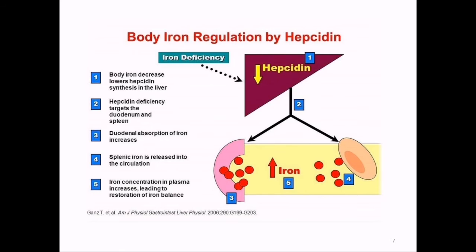Body iron regulation by hepcidin. First, body iron decreases, lowering hepcidin synthesis in the liver. Hepcidin deficiency targets the duodenum and spleen. Duodenal absorption of iron increases. Splenic iron is released into circulation. Iron concentration in the plasma is increased, leading to restoration of iron balance.